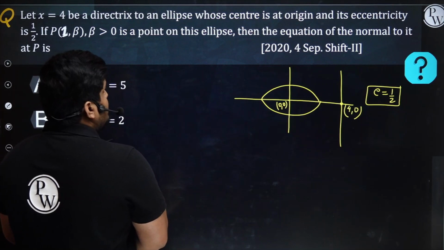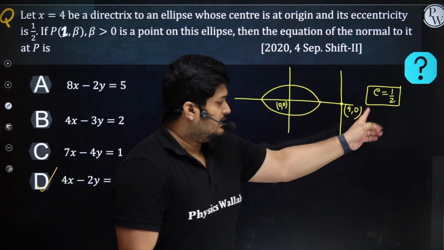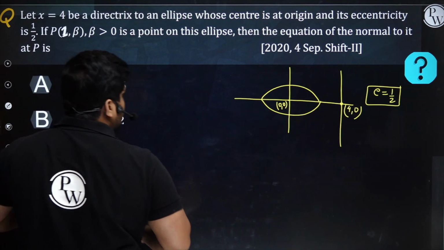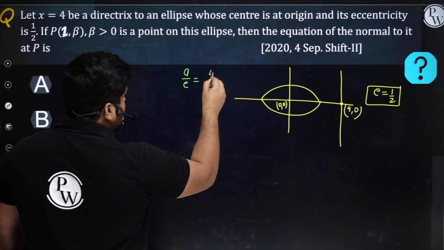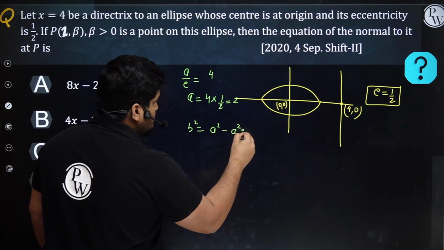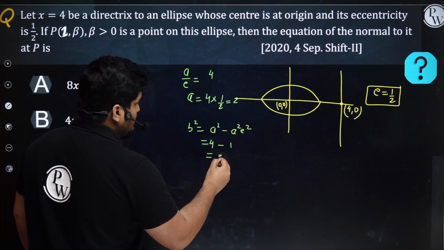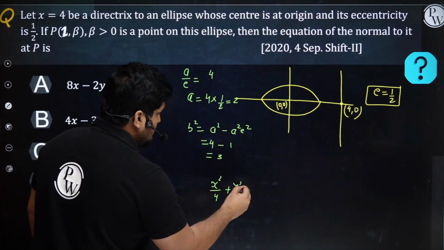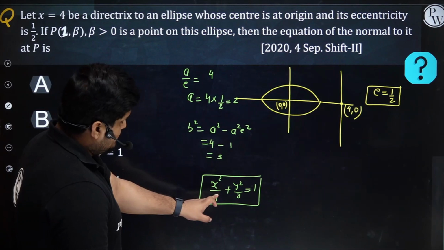Again, guys, this is a very, very simple problem. e is given, and we need to derive the equation of the ellipse. You see, a by e is given as 4. So what is a? 4 times e, so a is 2. So b square will be equal to a square minus a square e square. a square is 4 and this is 1, so b square is 3. So the equation of the ellipse is x square by 4 plus y square by 3 equal to 1.